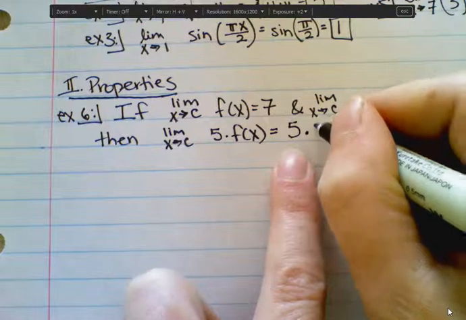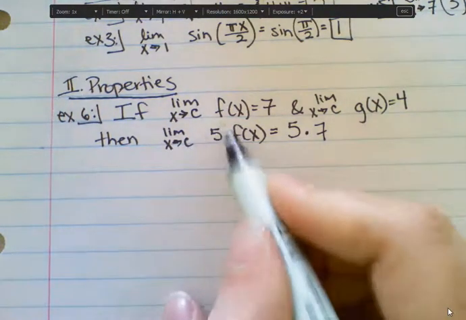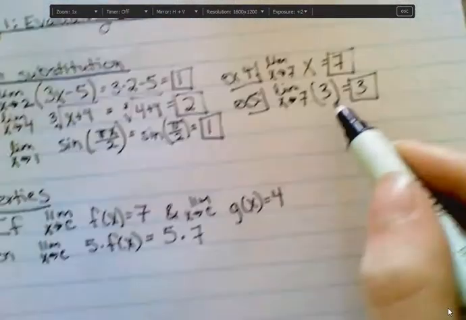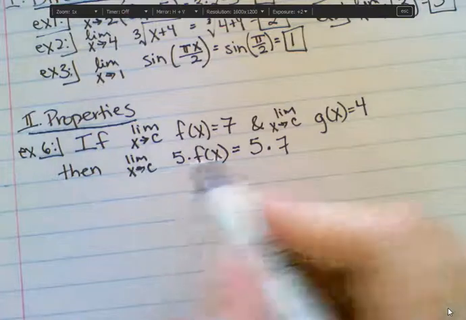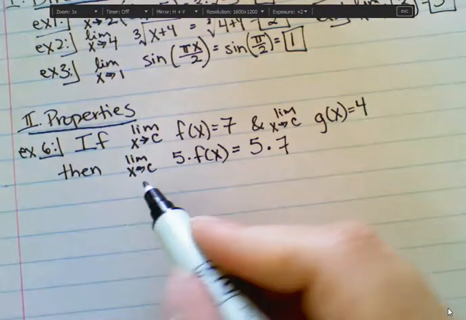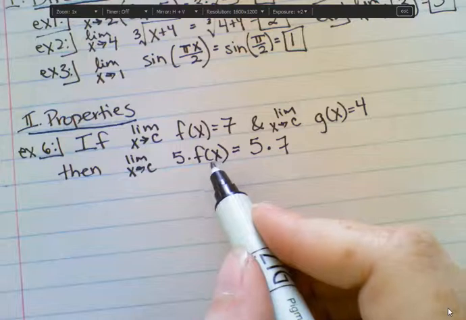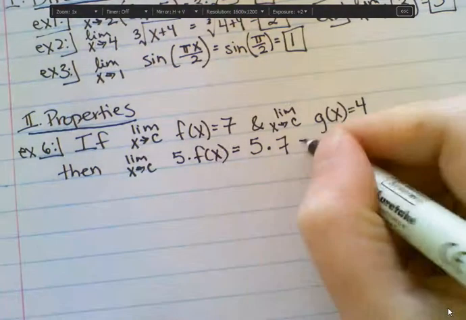Because you see here, Megan, how it's the limit as x approaches c. If it's just some number, remember back in example 5 here, Megan, how if it was just some number, the output was always just going to be that number. So the limit as x approaches c of 5 is just going to stay 5. And then the limit as x approaches c of f of x, well, we know what that is from above. It was given. So our answer would just be 35 overall.